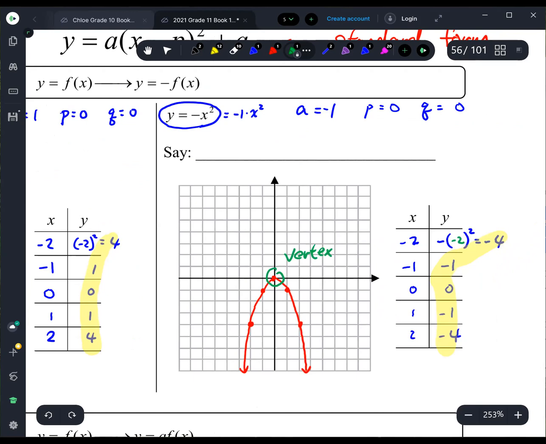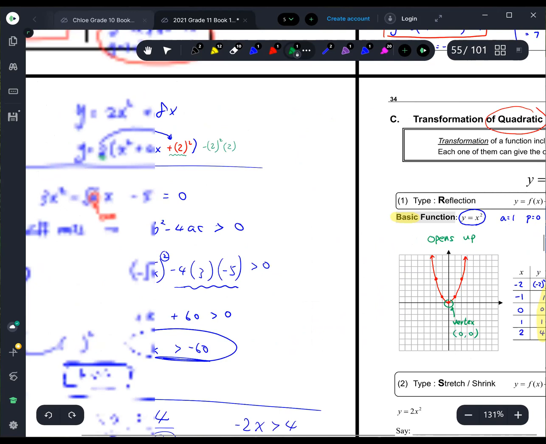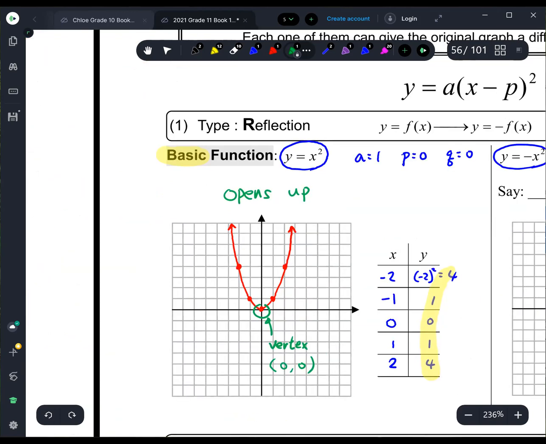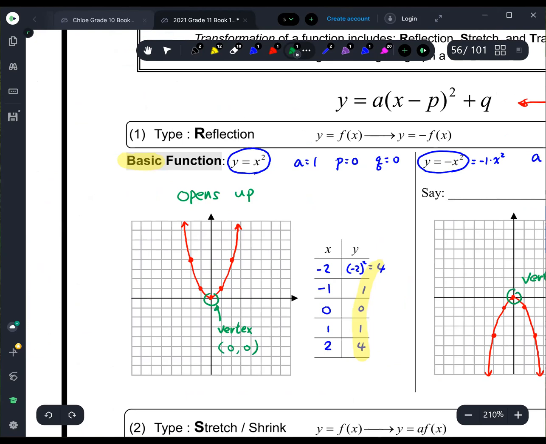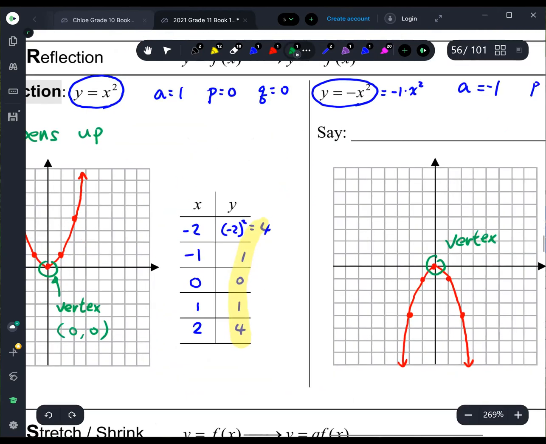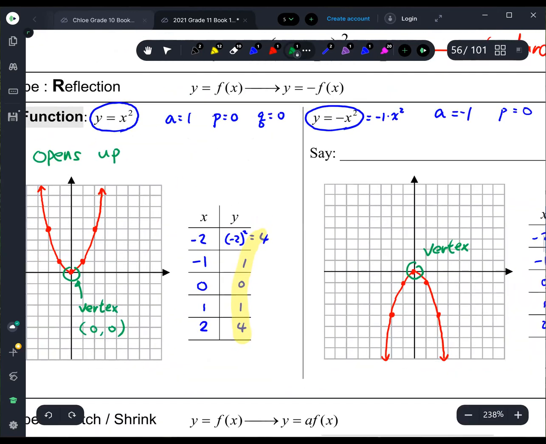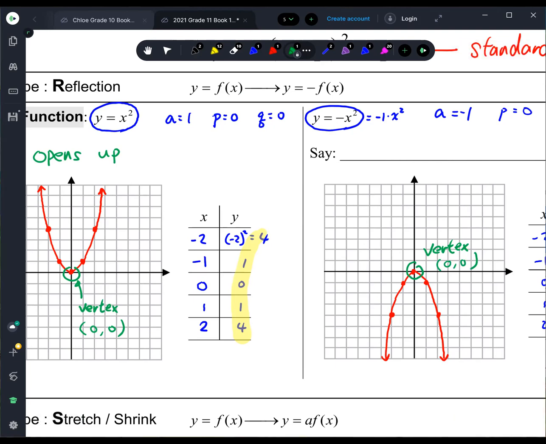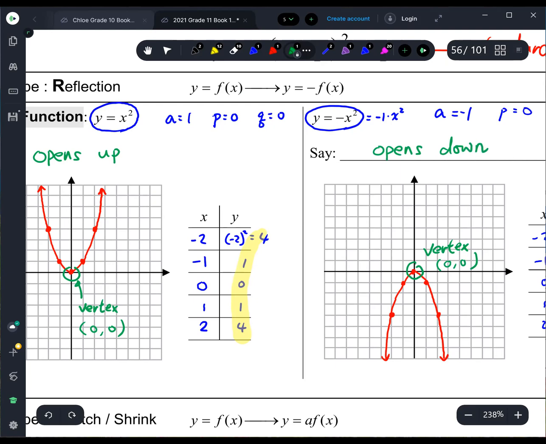Okay. For the first graph, there's no highest point. For the one on the left side, it keeps on going up, so there's no highest. For the second graph, because it's going downwards, it doesn't have the lowest point, but it has the highest. So this is at 0, 0. And we would describe this one as open down, right? This graph opens down.